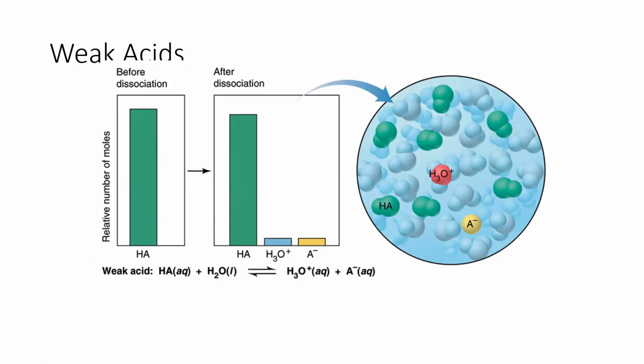So in our picture to the right-hand side, these green blobs here are the ones where the HA molecules, acid molecules, are entirely together. And only a very small number, less than 1%, are going to split up the H plus and the A minus. Now remember that the H plus is going to attach itself to a water, and so that's going to be the H3O plus, hydronium ion. So in this case, most of these are not dissociated and only a very small number are dissociated.